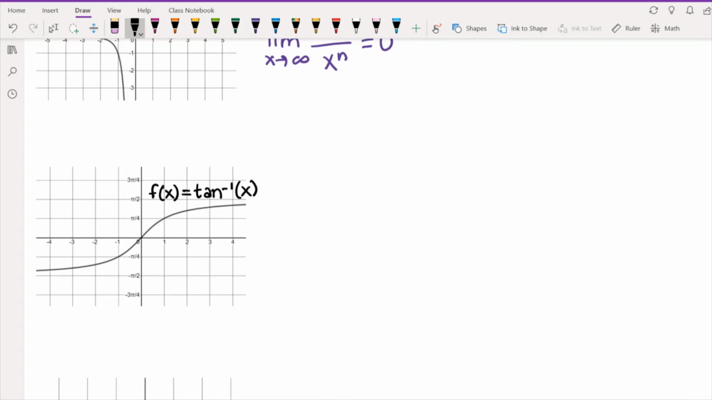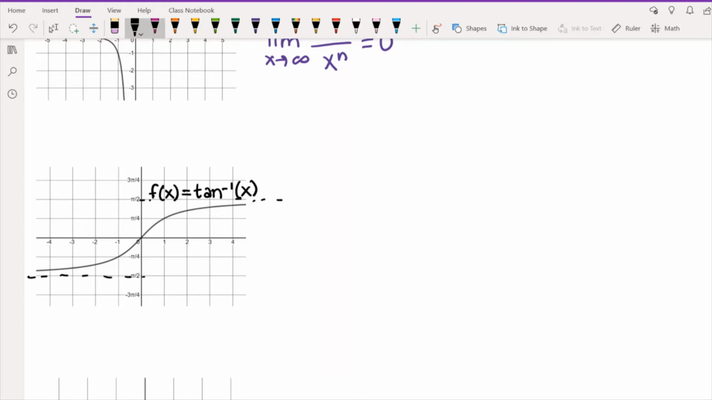Similarly to the graph of ln of x, the way I would remember what the graph of inverse tangent of x looks like is to think about the graph of tangent. Tangent has this kind of shape, with vertical asymptotes at negative pi over 2 and pi over 2, and then it repeats itself over and over. If you have the inverse function, it's no longer going to have vertical asymptotes, it's going to have horizontal asymptotes.